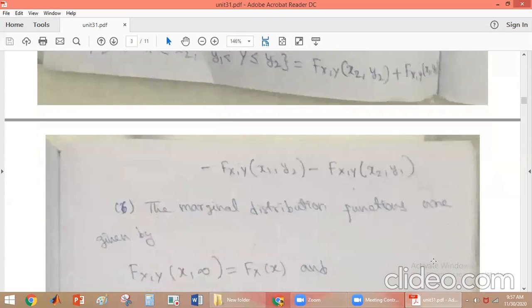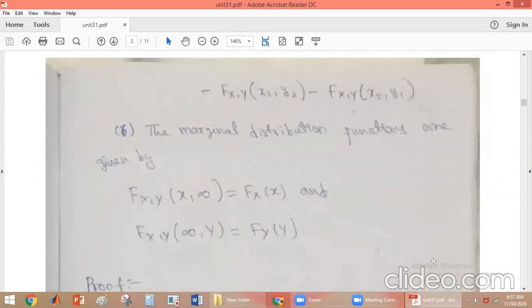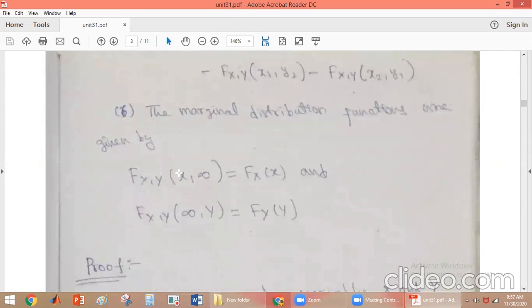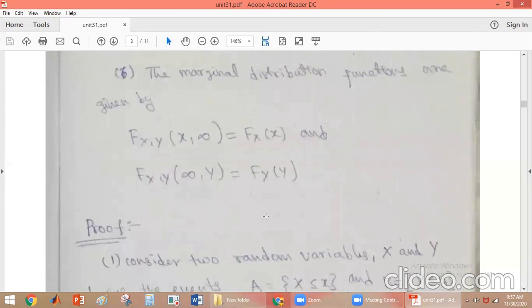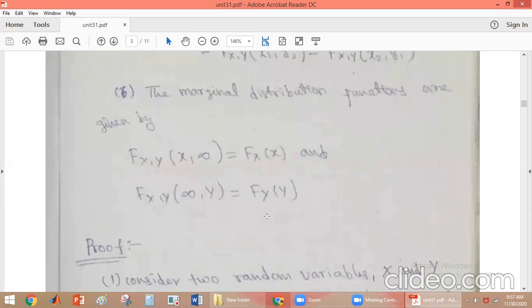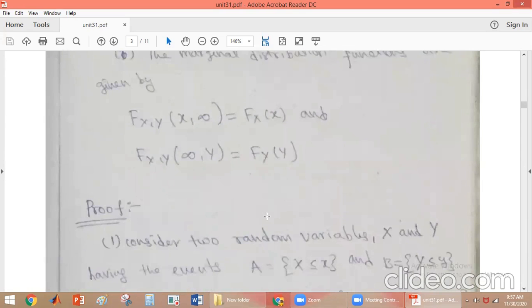Okay, the next property says that the marginal distribution functions are given by F_XY of (x, infinity) is equal to F_X of x only, and F_XY of (infinity, y) is equal to F_Y of y. Okay, so these are the properties of the joint probability distribution function. Now we'll see the proofs of these.